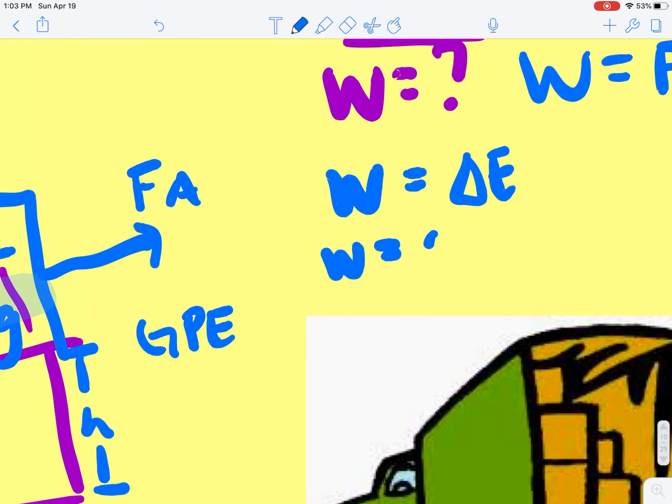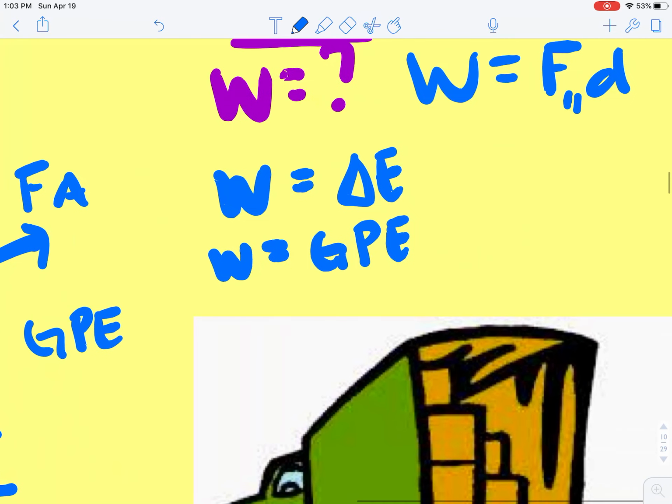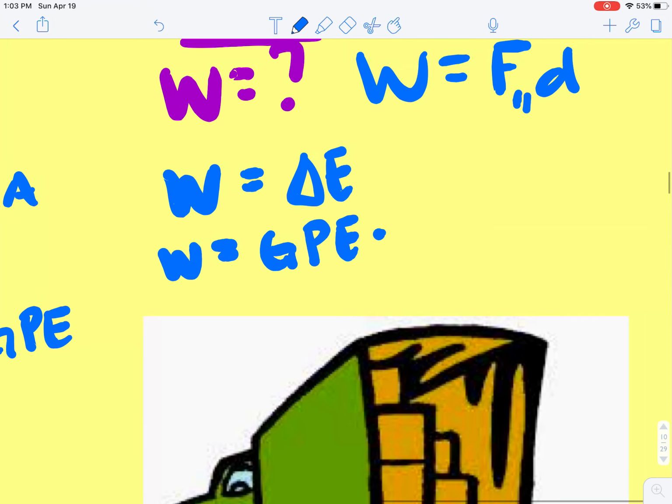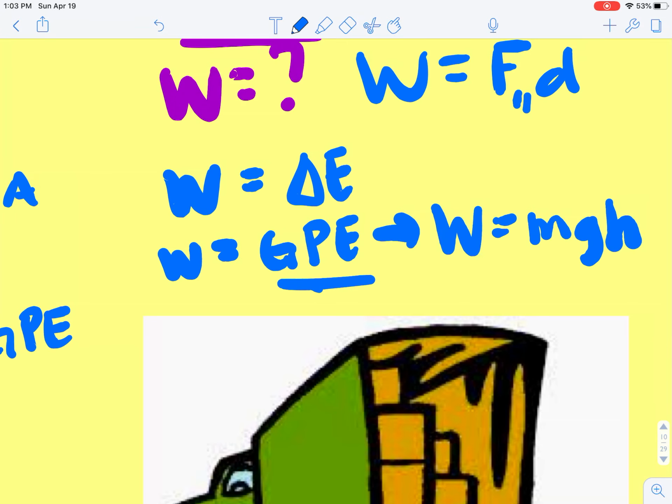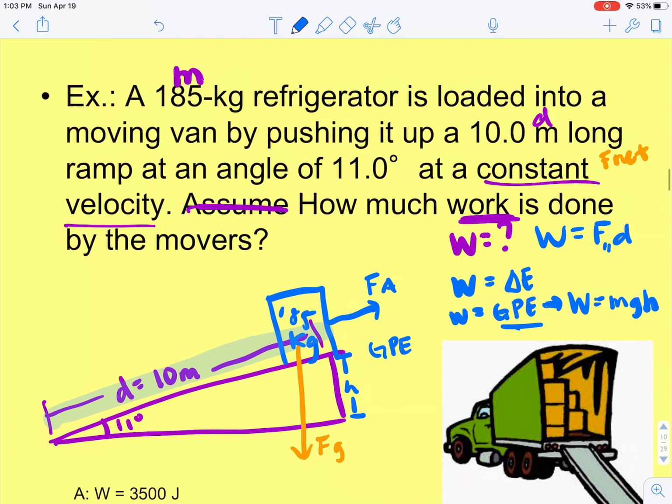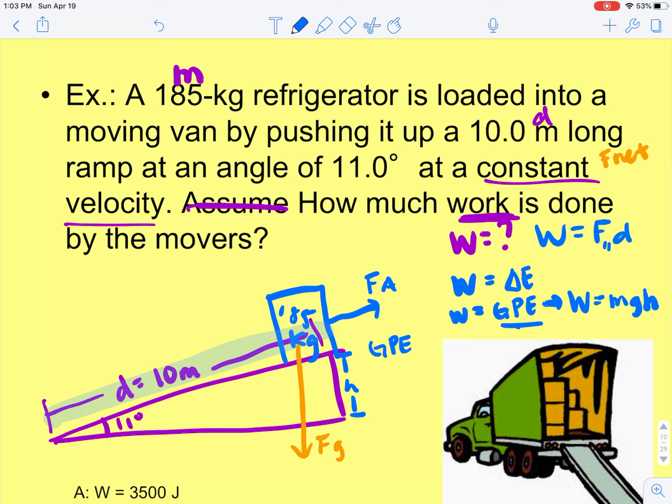So I could say that work is exactly equal to the amount of gravitational potential energy gained, or I could say work is equal to mass times gravity times height. I just replaced this with its little equation that it's made up of. The good news about this is I know the mass. The problem gave it to us. I know g is the acceleration due to gravity. It's 9.8 always.